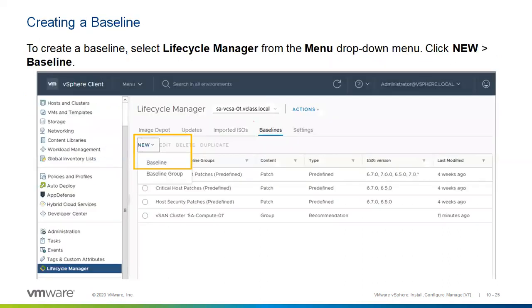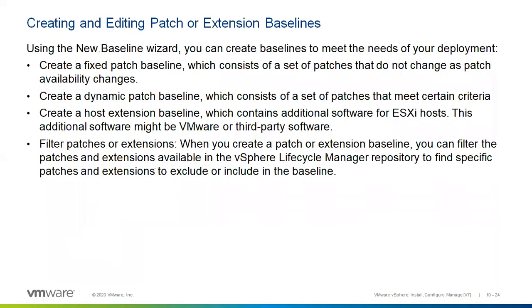All right, so how do we create the baseline? It's a simple example. We'll go to vSphere Lifecycle Manager. This is my vSphere Lifecycle Manager, and from there you will get a tab of baselines, then new baseline. You see some entries here marked predefined. These are my predefined baselines, created by default. Here is a small example being shown, vSAN cluster SA compute. This is a baseline group that was created manually.